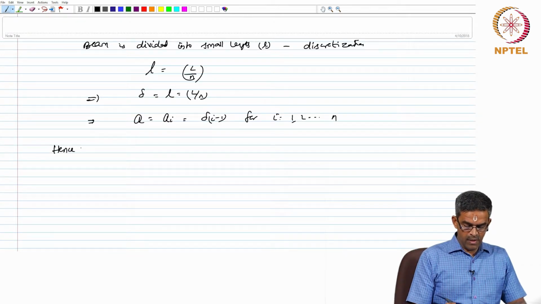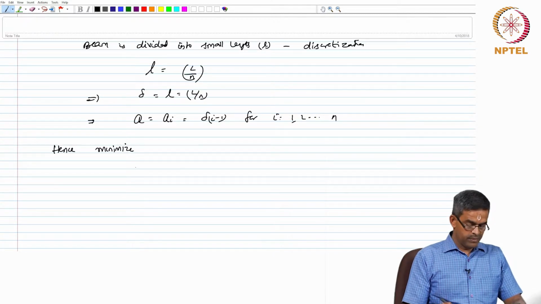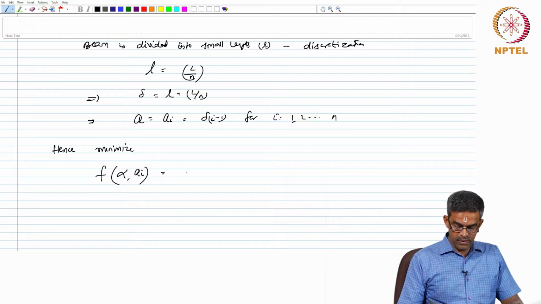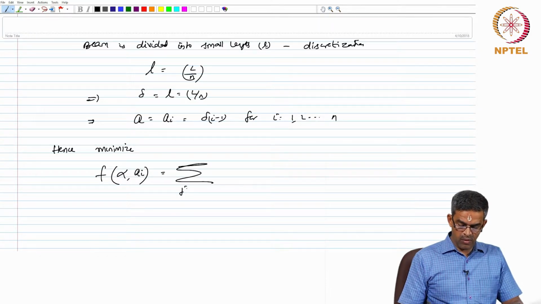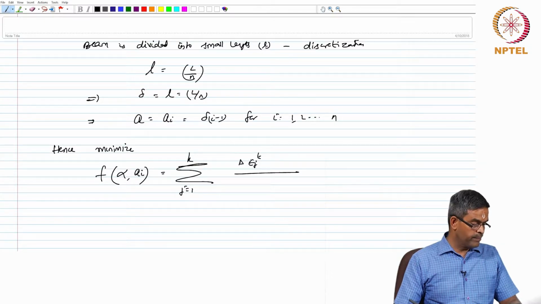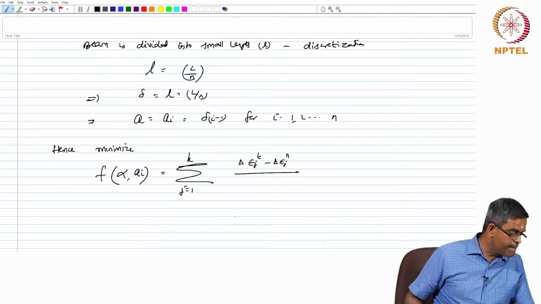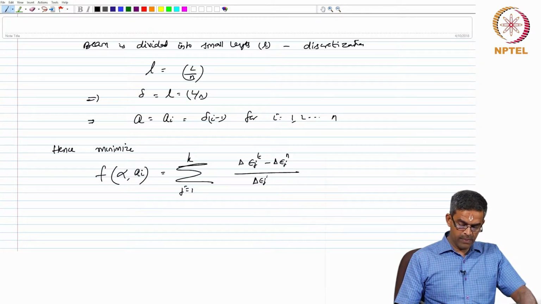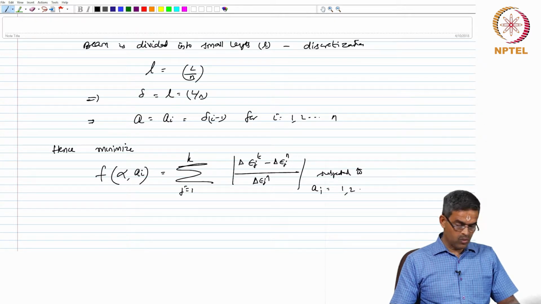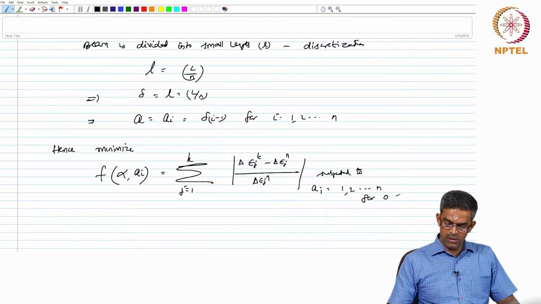Hence, minimize F of alpha and A i, which is summation of j equals 1 to k, mod value of delta epsilon j t minus delta epsilon j m, by delta epsilon j m, subjected to A i is 1 to n for 0 less than alpha less than 1.